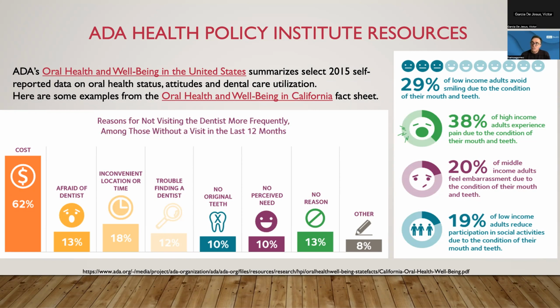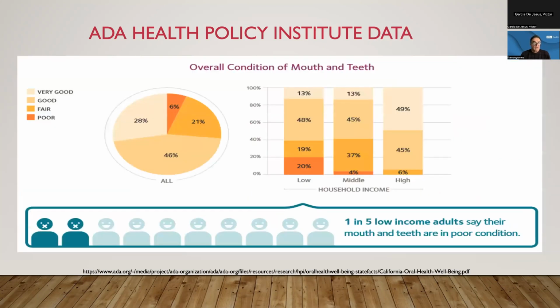So it's just something to reflect about and see how you guys can be agents of change in this improvement for access to care in the future. So some of the overall conditions of the mouth and teeth, pretty much the message is that 1 in 5 low-income adults say their mouth and teeth are in very poor condition. And this is something that we have to really take into consideration. And again, it's so important that you guys are so cognizant wherever you end up practicing, there's data available for you.